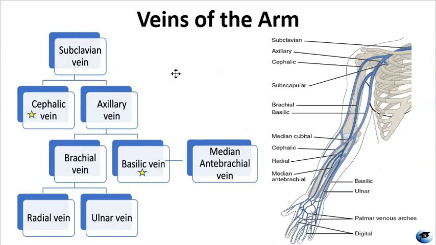Here's a diagram that highlights the major veins of the arm, including both superficial and deep venous pathways that return deoxygenated blood from the hand and arm back to the heart. So let's start at the fingertips and work our way up. Digital veins drain blood from the fingers and lead into the palmar venous arches located in the hand. These arches collect blood and distribute it into both superficial and deep veins of the forearm.